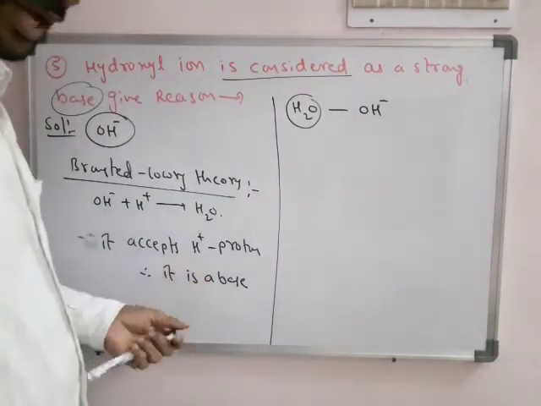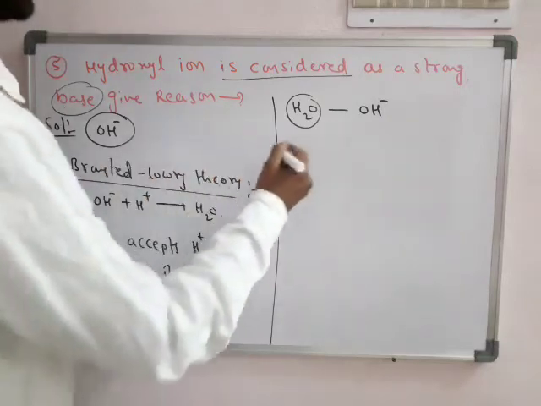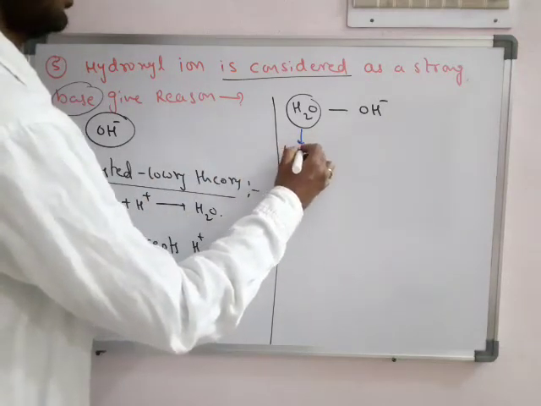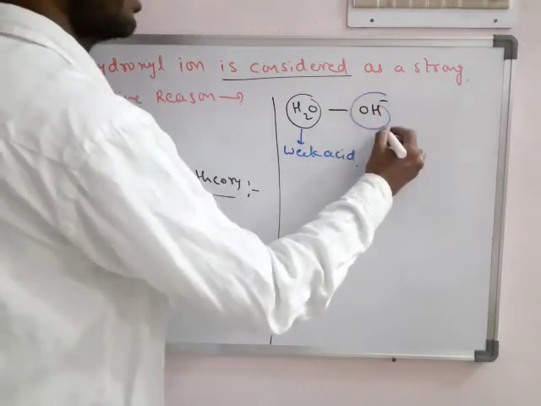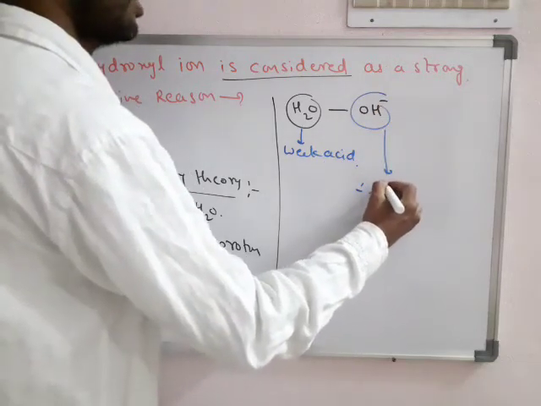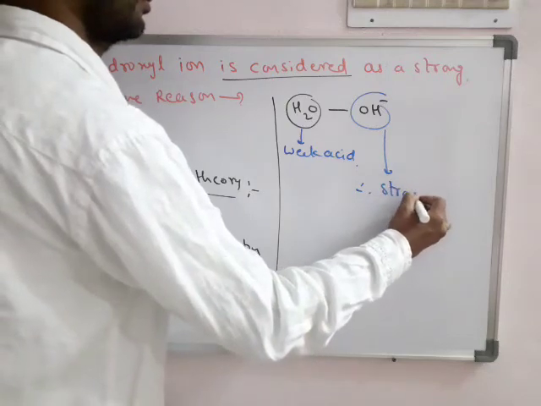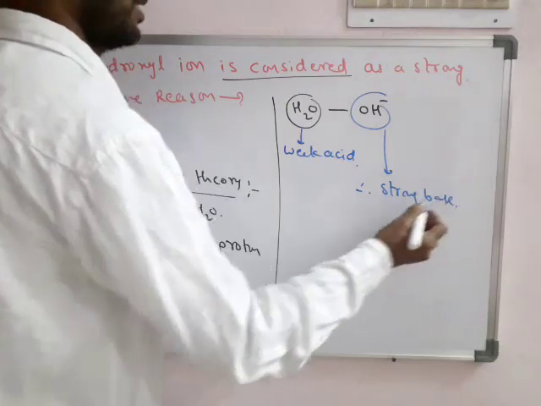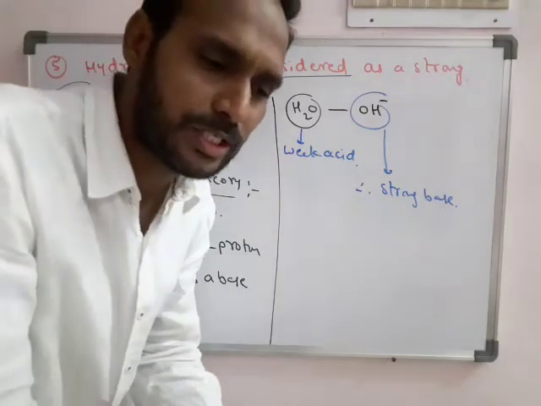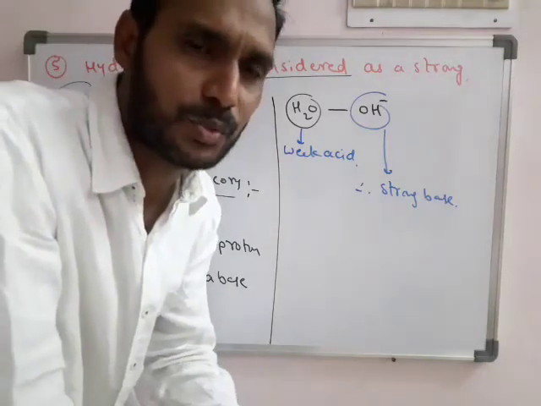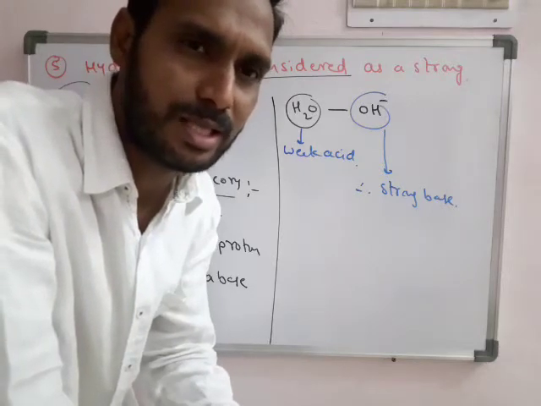We know that H2O is a weak acid, so obviously this is a strong base. This is its strength. So the basic character of OH minus can be explained with the help of Lewis acid base theory also.